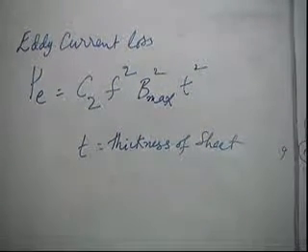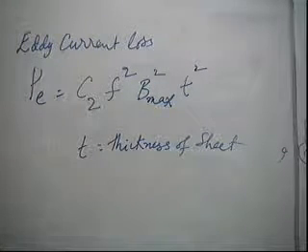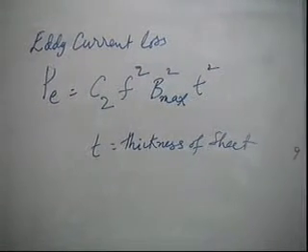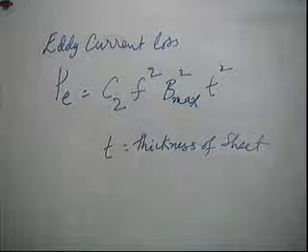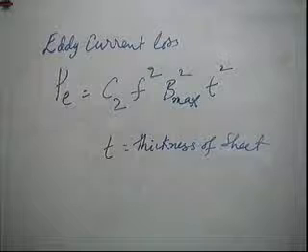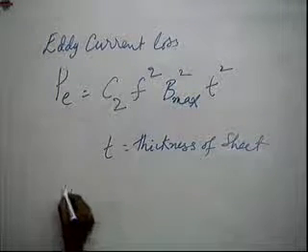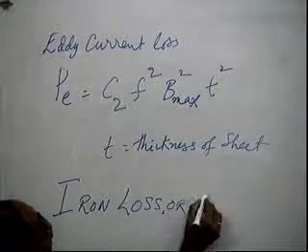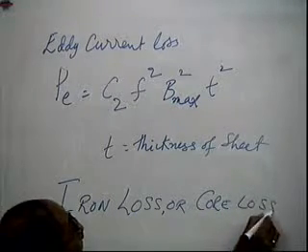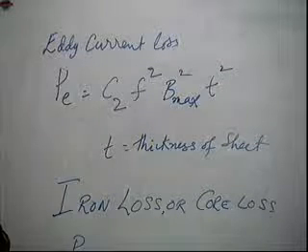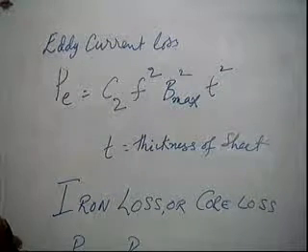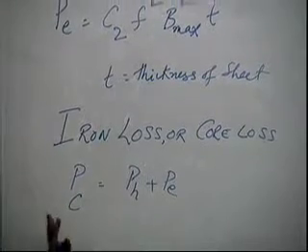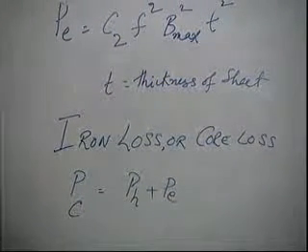This loss is also prevalent in AC magnetization, not in DC magnetization. Both hysteresis and eddy current losses are prevalent in what part of the magnetic circuit? It is in the core part or iron part. So the sum of the hysteresis loss and eddy current loss is normally termed as the iron loss because it is in iron, or core loss, because it is in the core.